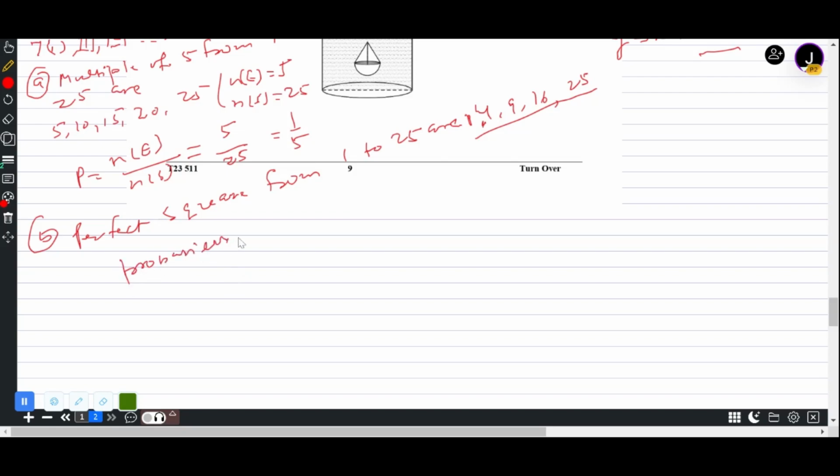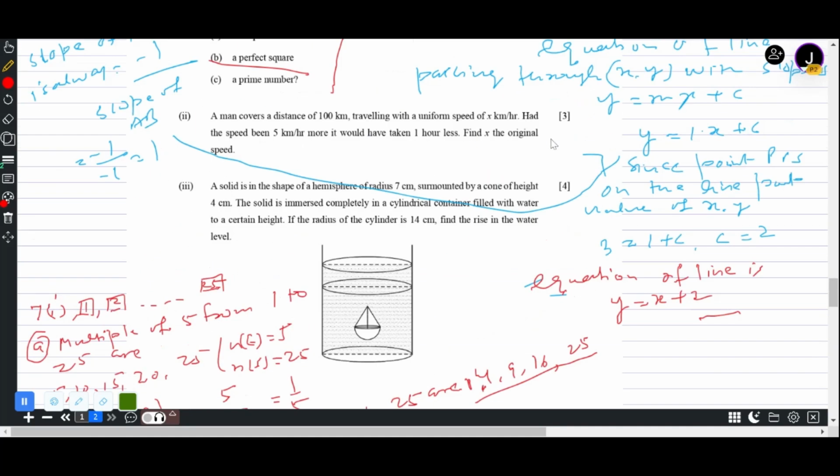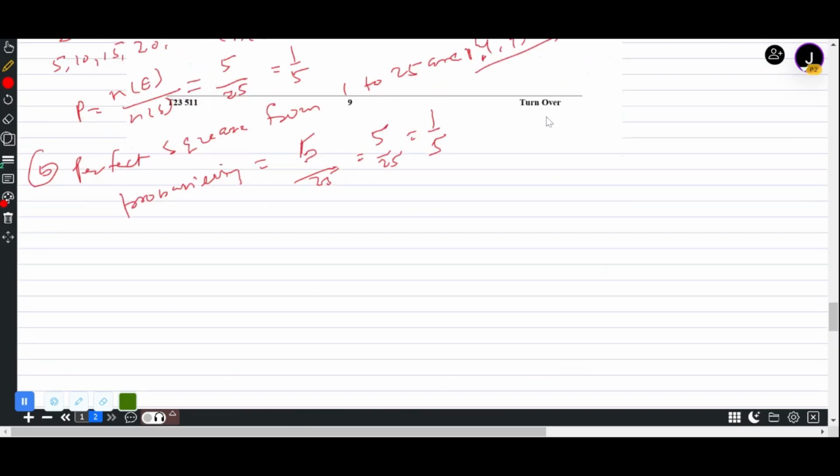Okay. So 2 has only 2 factors, 2 and 1. 3 has only 2 factors, 3 and 1. 5 has only 2 factors, 5 and 1. 2, 3, 5, 7, 11, 13, 17, 19, 23 are the prime numbers from 1 to 25. So how many favorable events are there? 9. How many total events are there? 25. So the probability is the number of favorable events divided by the total number of events, that is 9 by 25. Okay. So, that is the answer.